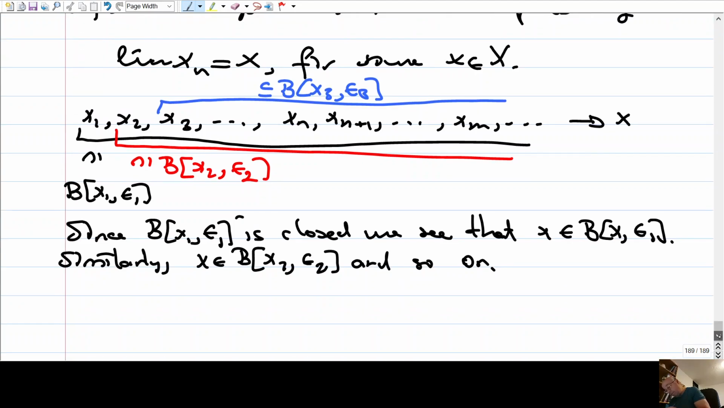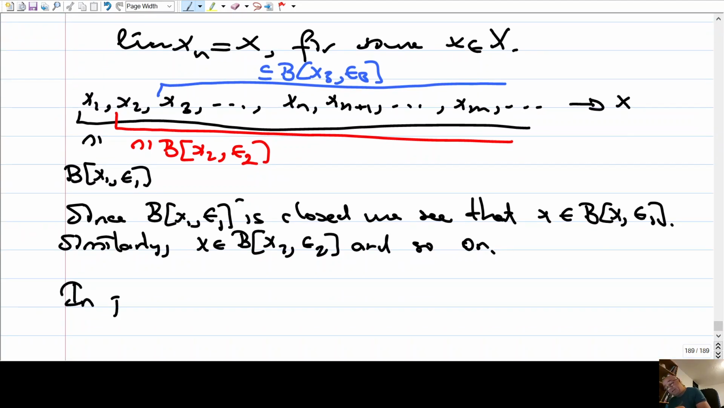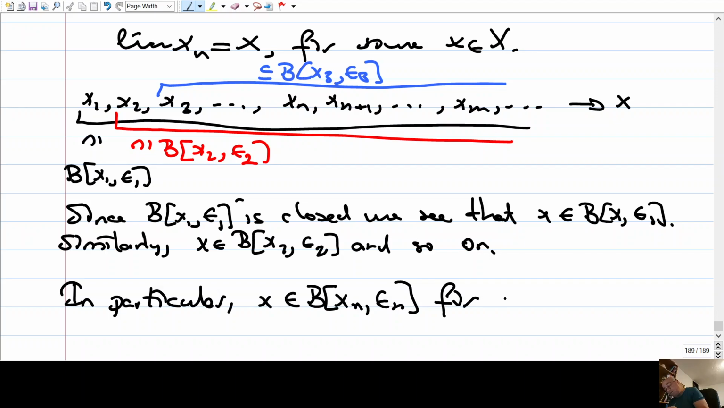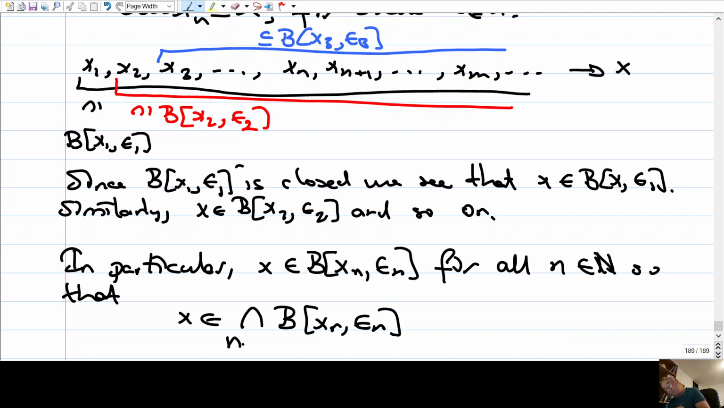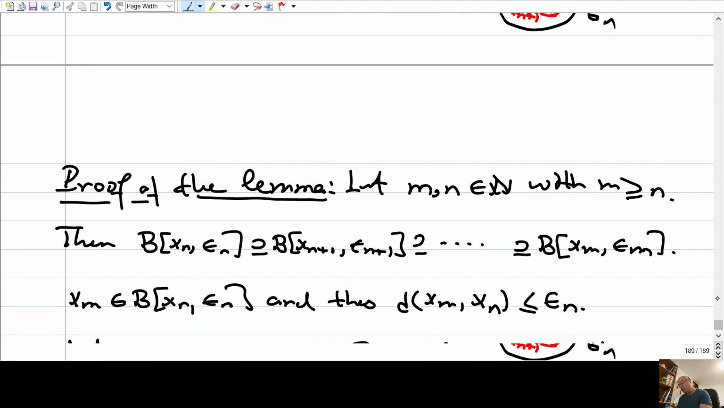So we have what? In particular, x is in all of them, right? The same argument applies to all of them for all n, so that x is in the intersection of all these balls. Well, we are almost done, right? We are almost done.